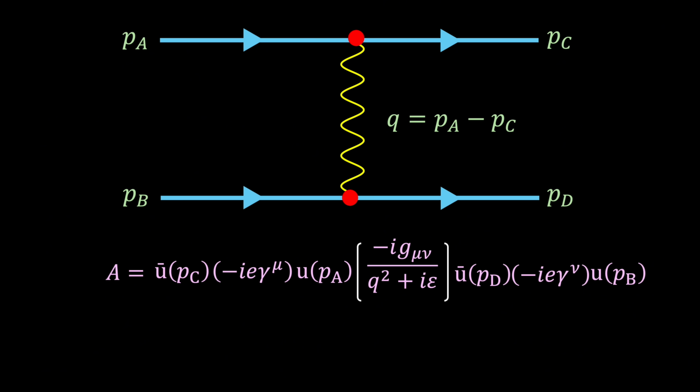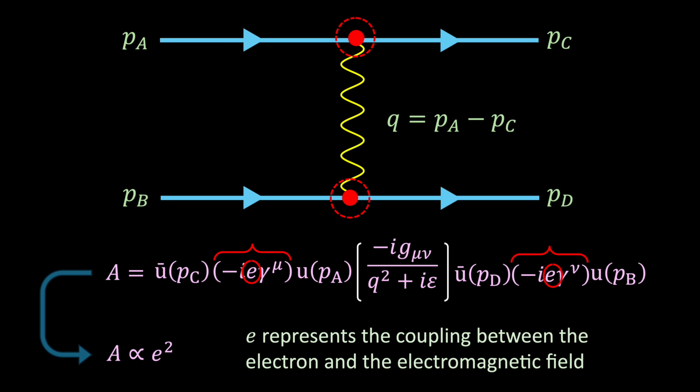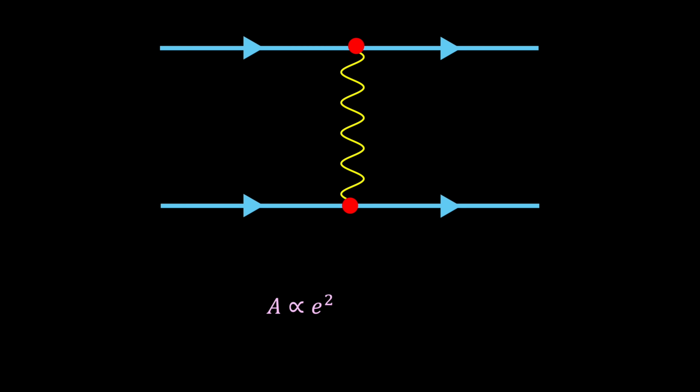Now, for our purposes, the most important observation is that each vertex introduces a factor of e, the fundamental unit of electric charge. And so we see that in this basic Feynman diagram involving the exchange of one virtual photon, the amplitude is proportional to e squared. Because e appears as a factor at each vertex linking an electron to a photon, you can think of e as representing the coupling between electrons and the electromagnetic field. We'll have more to say about this shortly.